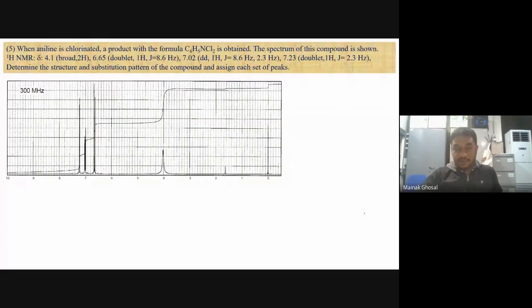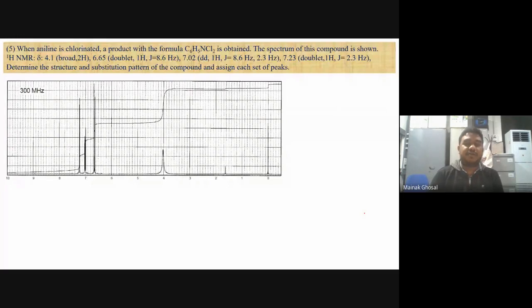Next question is this one. When aniline is chlorinated, a product with the formula C6H5NCl2 is obtained. The spectrum of this compound is shown below. Your eye is not capable of resolving this, so I have written the values. Delta 4.1, 2 hydrogen broad signal; 6.65 doublet, 1 hydrogen, J equals 8.6; 7.02 doublet of doublet, 1 hydrogen, J equals 8.6 and 2.3; and 7.23 doublet, 1 hydrogen, J equals 2.3.